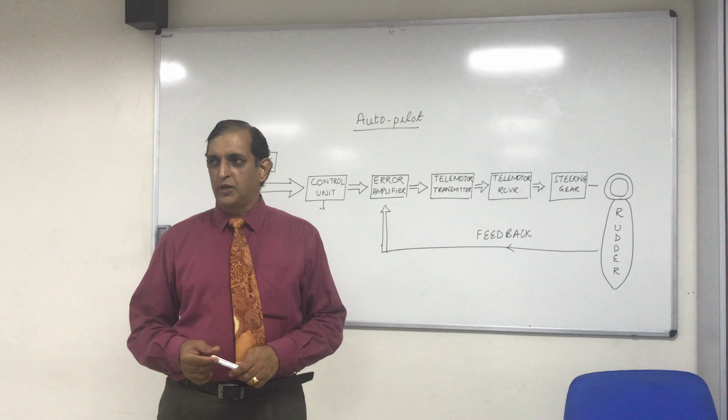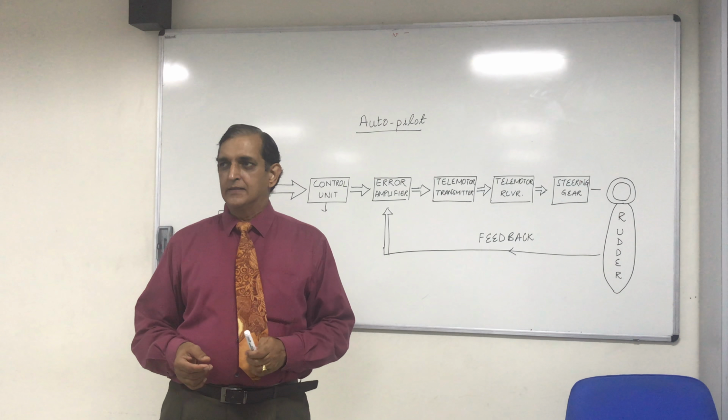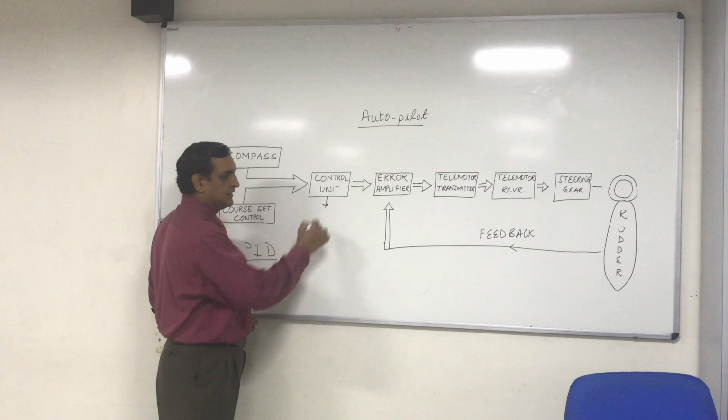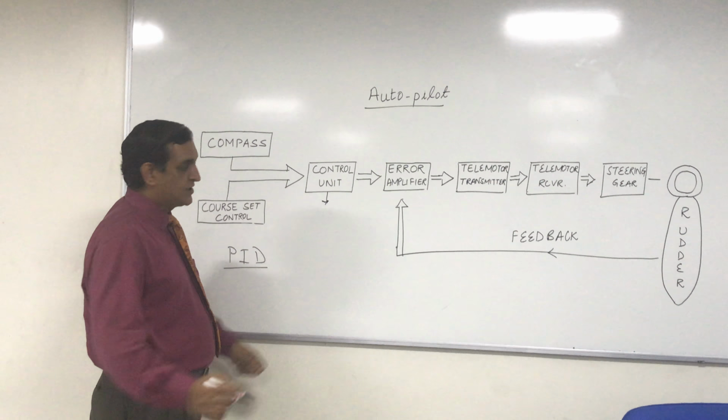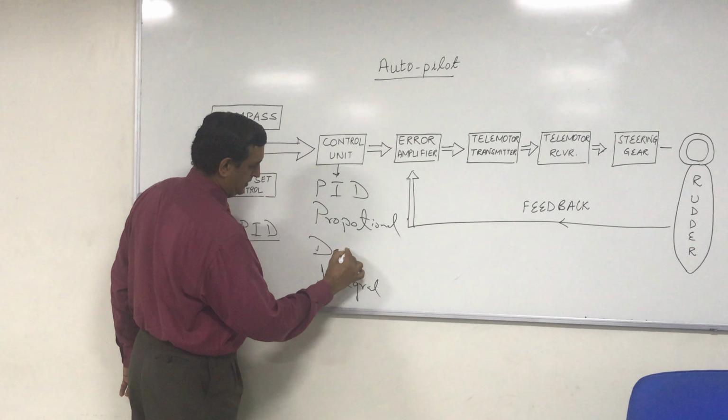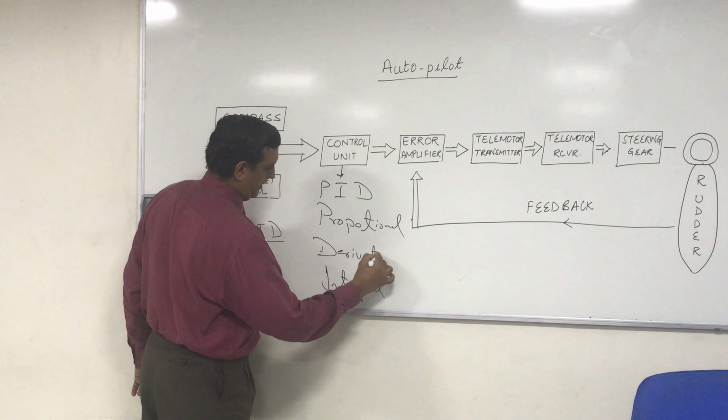Okay, we'll continue with this control unit now. The control unit basically has got something known as a PID control. PID meaning proportional, I is for integral, and D is derivative.